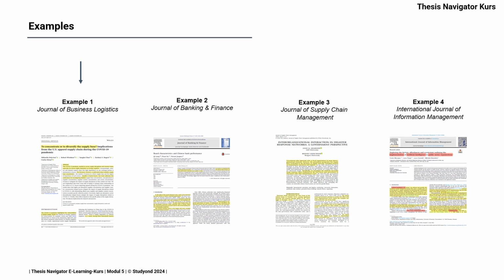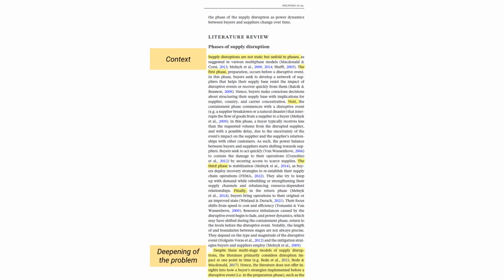The first example is the publication that explored whether the number of suppliers positively or negatively influenced the impact of supply chain disruptions for companies during the COVID-19 pandemic. When you look at how the authors structured the literature section, you will notice it closely follows the ideal structure we showed you in slide 4.